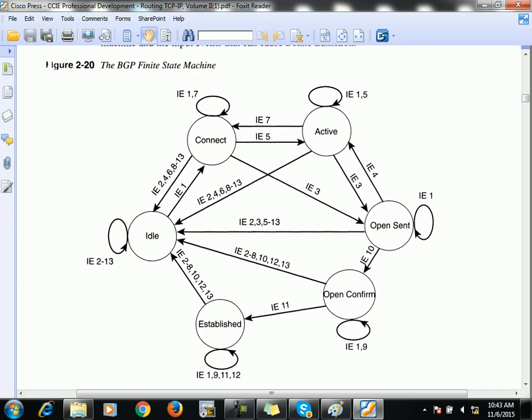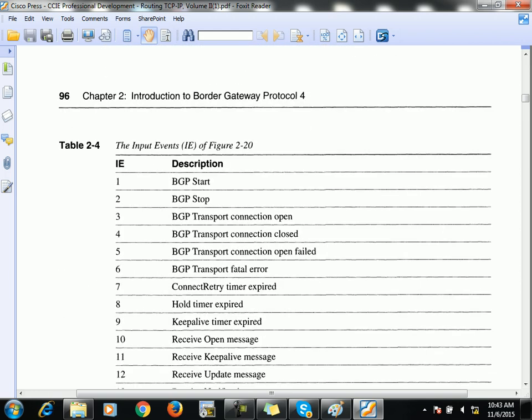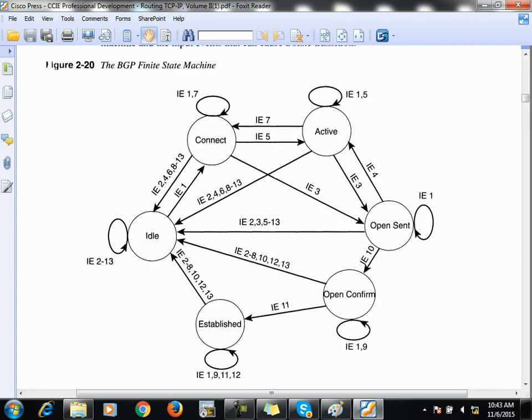And in case it fails, let's say the transport connection was not opened successfully, input event 5, BGP transport connection open failed. So it will move from connect to active state. Which means if your TCP connection was not formed successfully in connect state, then it will move into active state, and it will keep trying to form the TCP connection during active state, right?